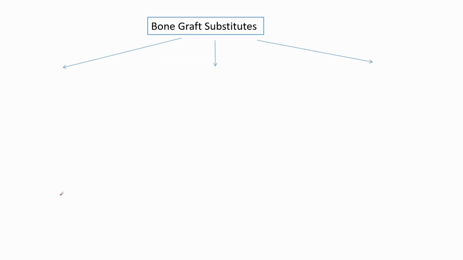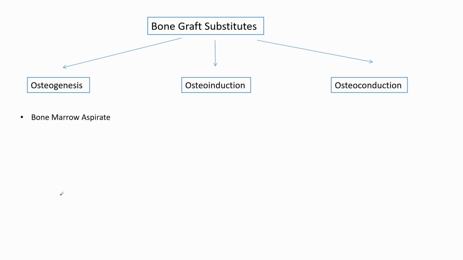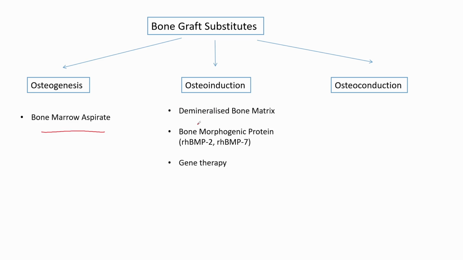Coming to the properties of bone graft substitutes. The bone graft substitute with excellent osteogenesis is bone marrow aspirate. Osteoinduction, demineralized bone matrix has the best osteoinduction. Also, BMPs are very good for osteoinduction. The commercially available BMPs are BMP2 and BMP7. This can sometimes be asked. Gene therapy is another substitute which has osteoinduction.